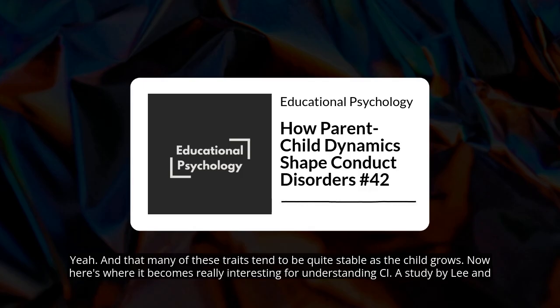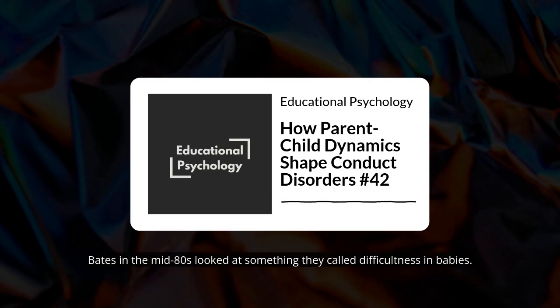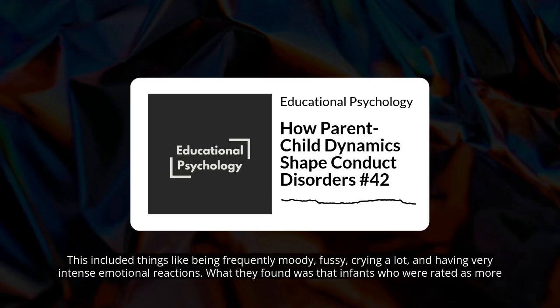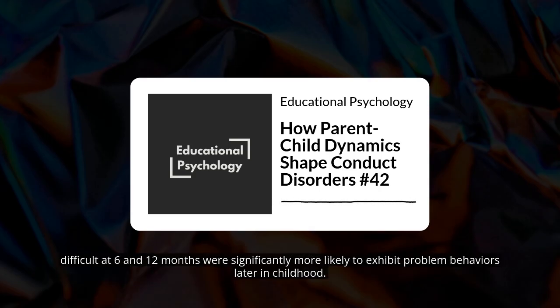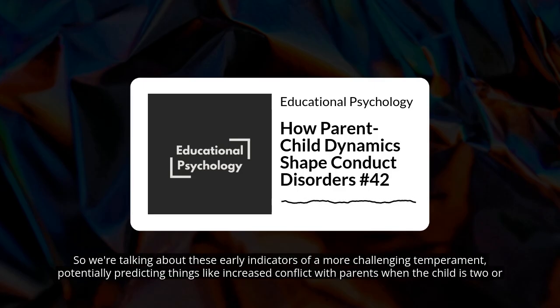Now, here's where it becomes really interesting for understanding CD. A study by Lee and Bates in the mid-'80s looked at something they called difficultness in babies. This included things like being frequently moody, fussy, crying a lot, and having very intense emotional reactions. What they found was that infants who were rated as more difficult at 6 and 12 months were significantly more likely to exhibit problem behaviors later in childhood. So we're talking about these early indicators of a more challenging temperament.